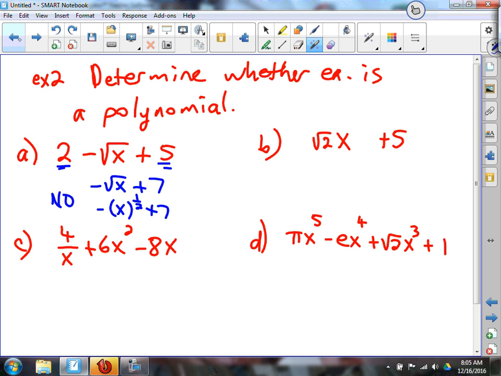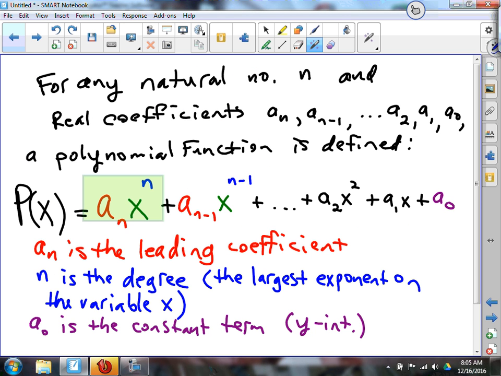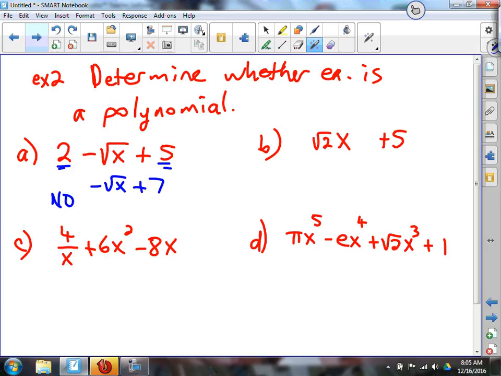And what we said a few minutes ago is that the exponents have to be natural numbers. And a half isn't. So number A is not a polynomial. Let's look at number B. What do we think about number B?